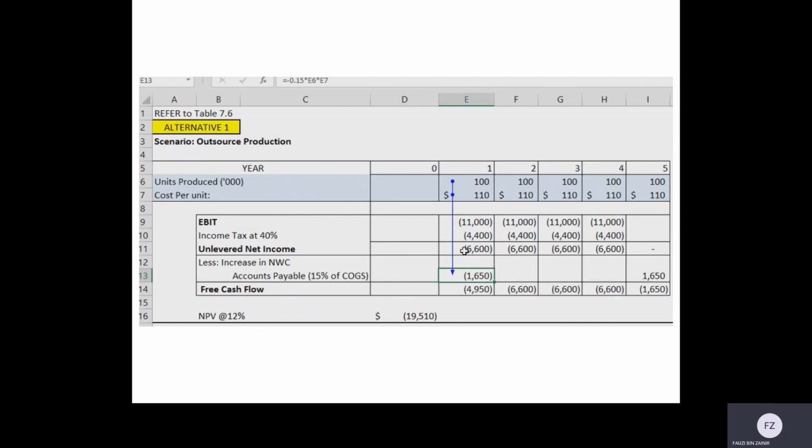So as a result, your unlevered net income here, your free cash flows here is 4950, which is a result of minus 6,600 minus 1650. So you have 4950. And then if you were to do your NPV here, you NPV it at 12%. So you have 19,500 minus 19,510.